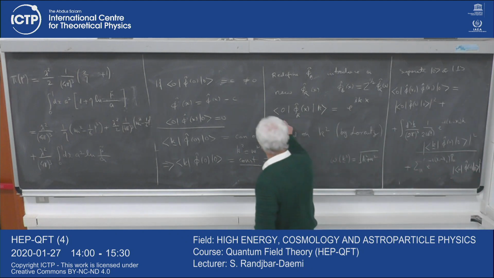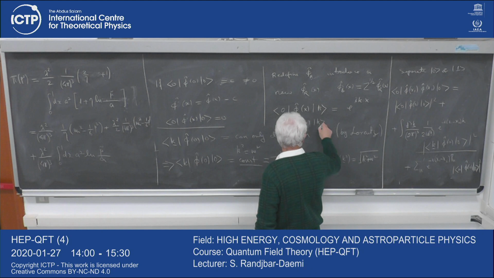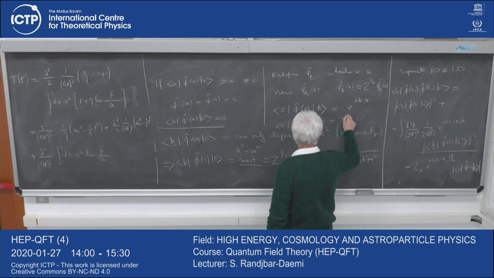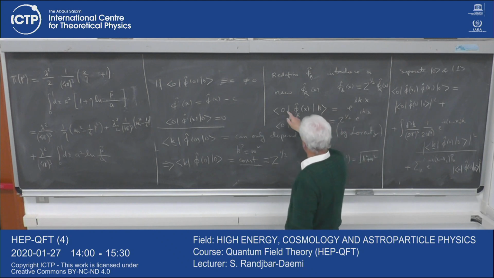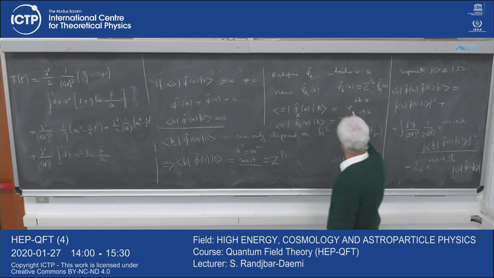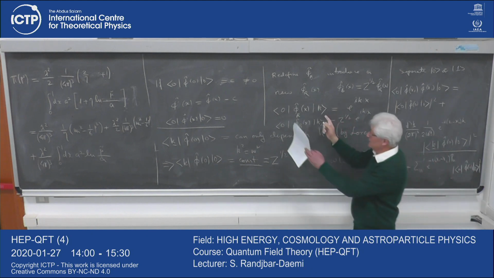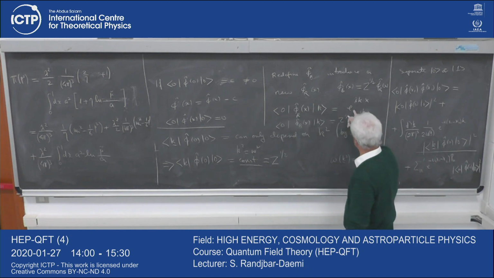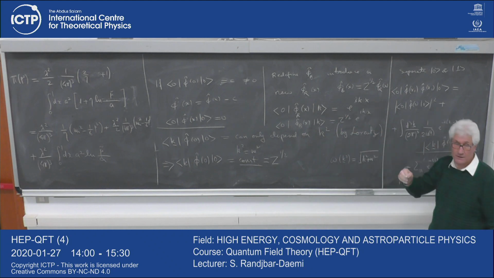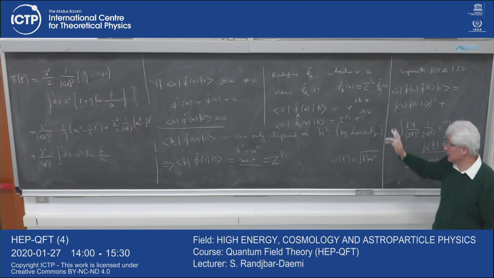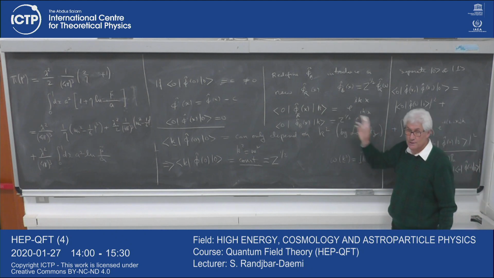Whereas if you write in terms of the bare field, it would be z to the power 1/2 times e to the i k dot x. So the renormalized field, with its dependence on x sandwiched between the single particle state and the ground state, is precisely like the one of the free particle. Okay? This is a very important assumption.